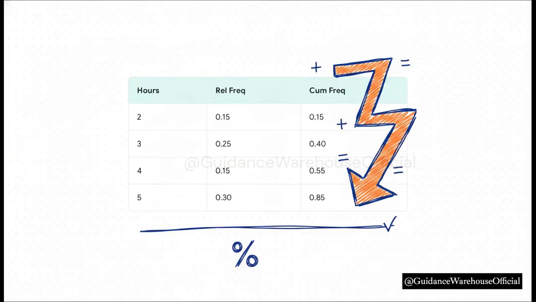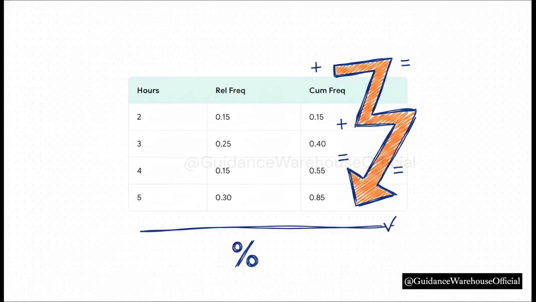Let's take this one step further by adding a fourth and final column, cumulative relative frequency. This is simply a running total. To find it, you just add the relative frequency of your current row to the sum of all the previous rows. So our first row's cumulative frequency is just 0.15. For the second row, we take that 0.15 and add the current row's 0.25, giving us 0.40.